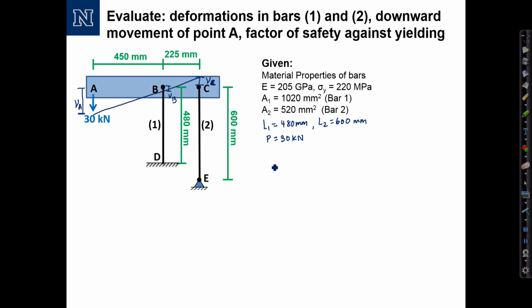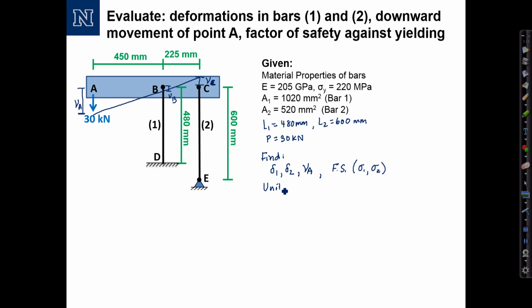Okay, so what we're asked to find, let's summarize that. Delta 1 and delta 2, the deformation in bars 1 and 2, positive for elongation, negative for shortening. V sub A, the downward movement at point A. And finally, a factor of safety against yielding, and so that's going to require us to evaluate the stress in bars 1 and 2, which I'll label sigma 1 and sigma 2.